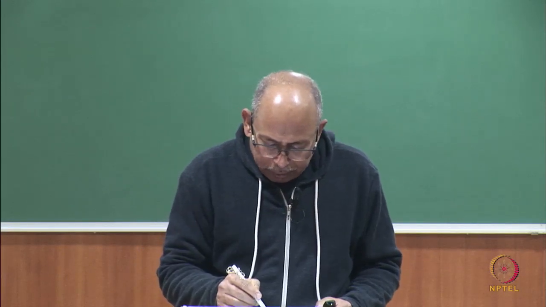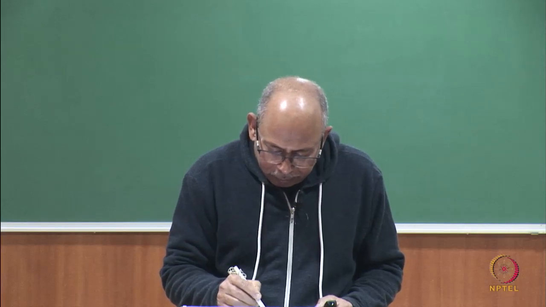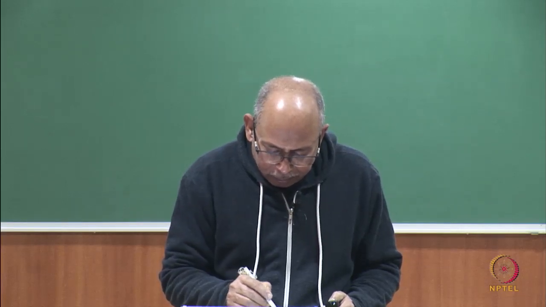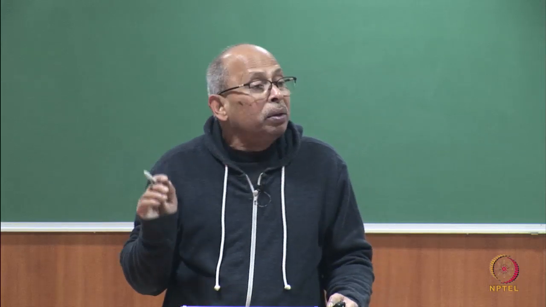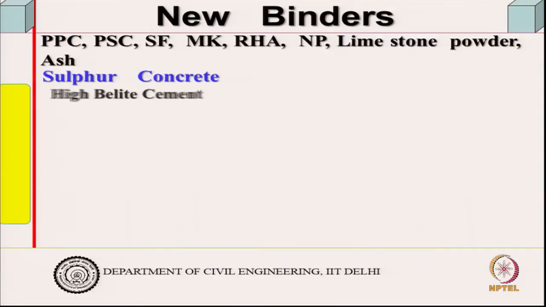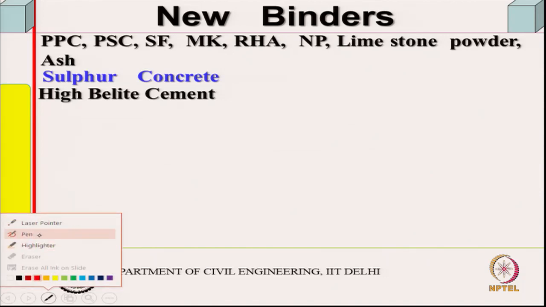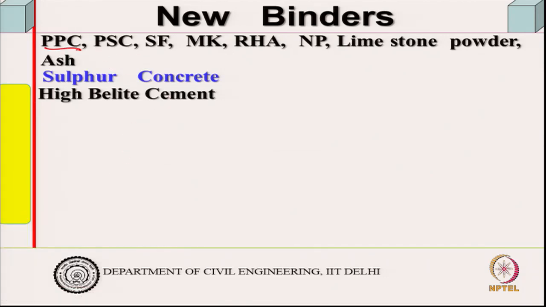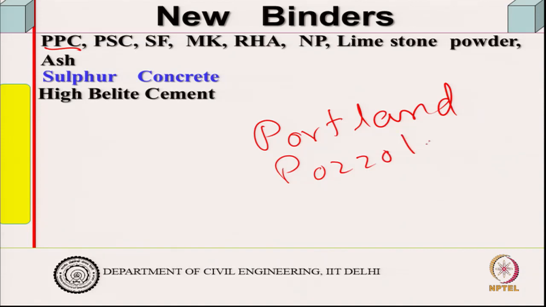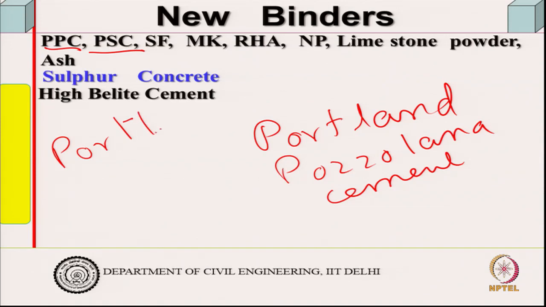So, if you look at cement of the other kind, there are varieties of cement that have been attempted. You must be familiar with something called Portland pozzolana cement. This is PPC, Portland pozzolana cement. For those who are not familiar with concrete technology so much, we will talk about this also. This is Portland slag cement. These are very well known cements.